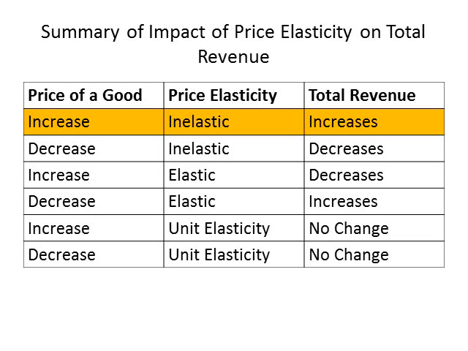If the firm increases the price of a good and the good has inelastic demand, the firm's total revenue will increase. If the firm decreases the price of the good and the good has an inelastic demand, the firm's total revenue will decrease. If the firm increases the price of a good and the good has an elastic demand, then the firm's total revenue will decrease. If a firm decreases the price of a good and the good has an elastic demand, the firm's total revenue will increase.